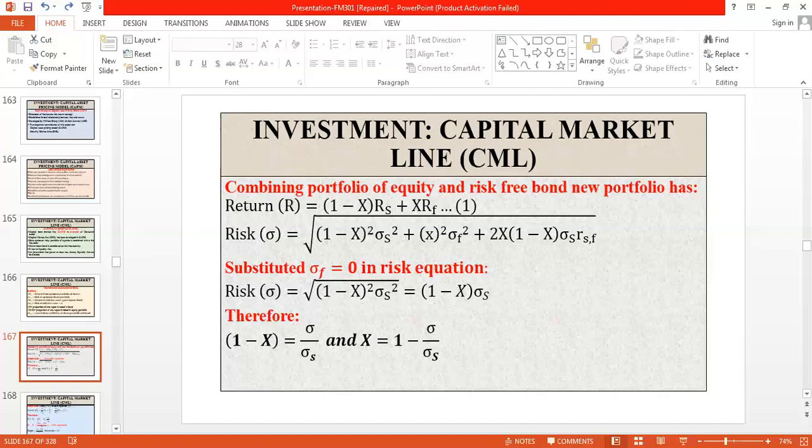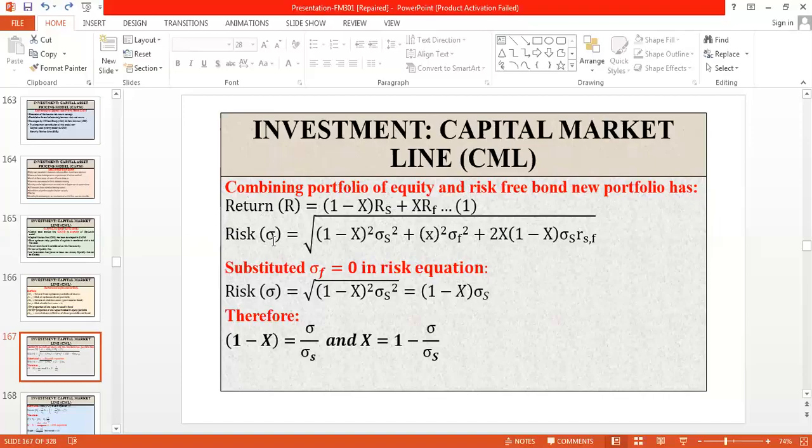So your formula will be X into RF. RF means the risk-free return of the government bond, and since we are spending X proportion of 1 rupee in the government bond, we have multiplied X with RF. The remaining amount of 1 rupee, 1 minus X, is multiplied with RS, the return of the optimum share portfolio. And when we add these two, we will get the return of the combined portfolio consisting of equity and risk-free bond.